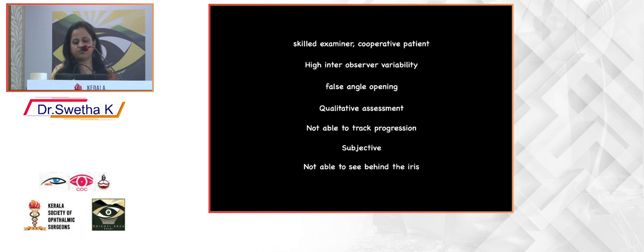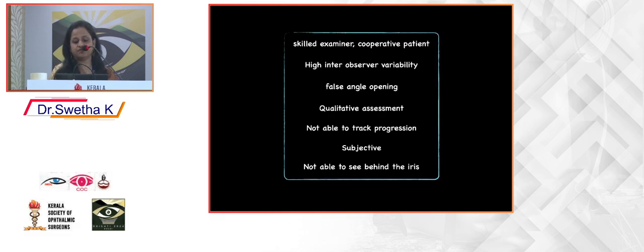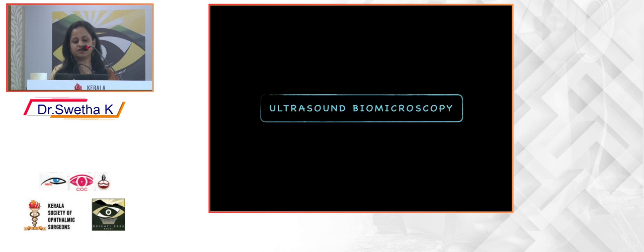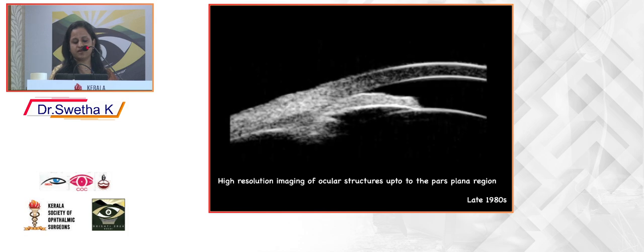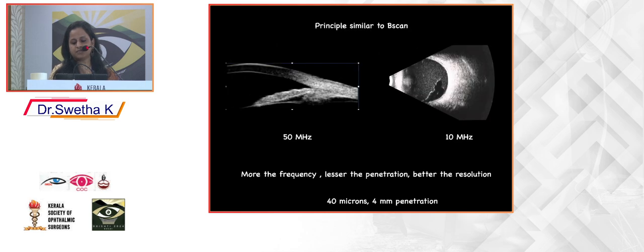But the limitation of gonioscopy is that you need a skilled examiner. There can be high inter-observer variability, it is not able to track progression, and it is highly subjective. And we are not able to see behind the iris. For that, ultrasound biomicroscopy came, which gives high-resolution imaging of ocular structures up to the pars plana region. So the principle is similar to B-scan.